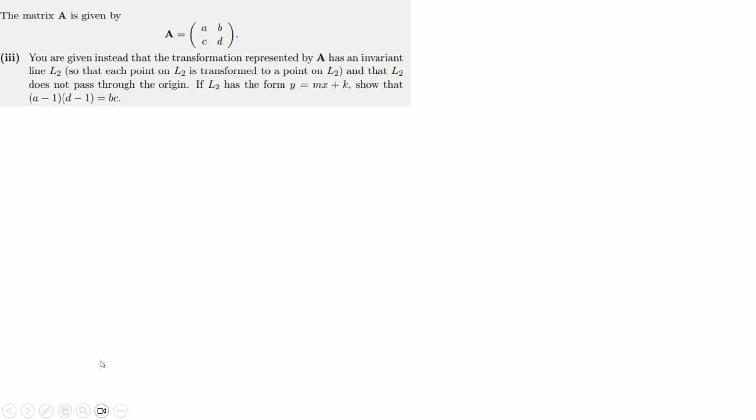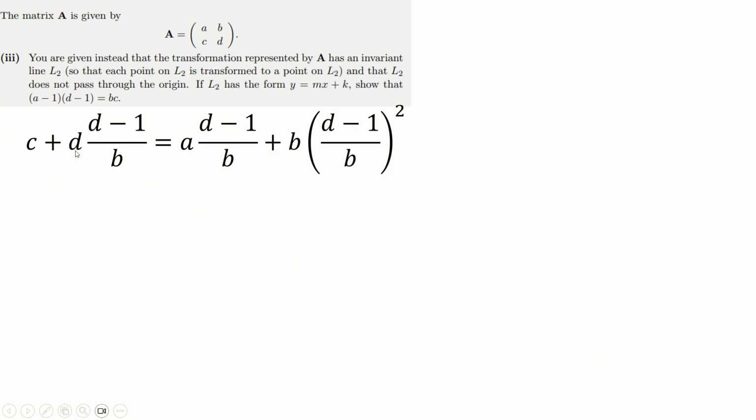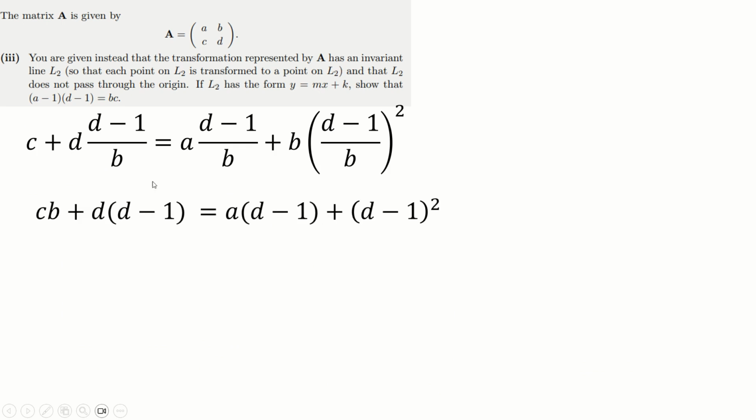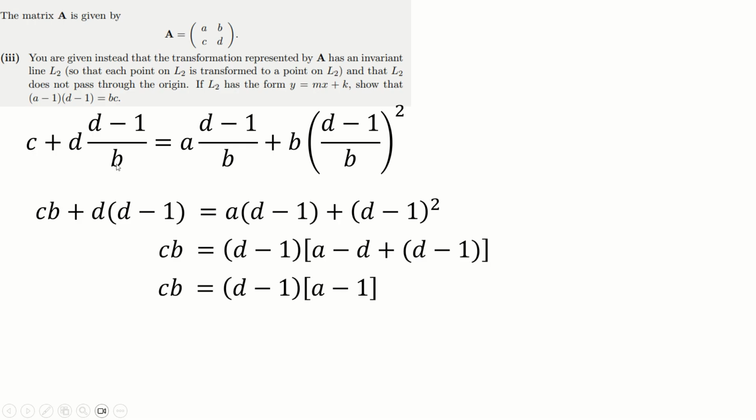So put the m's into here, and you end up with this, times everything by b, and then you can move every term with a d minus 1 over and factorize out the d minus 1, and everything cancels pretty quickly, and we end up with the thing that we were trying to get to here. And I think we're pretty much done. So yeah, that's that question done and dusted.